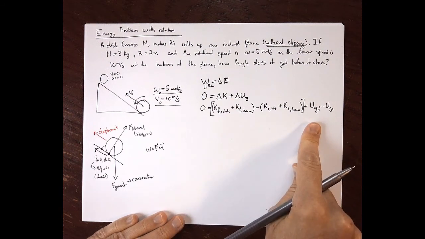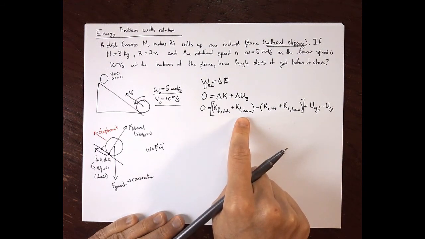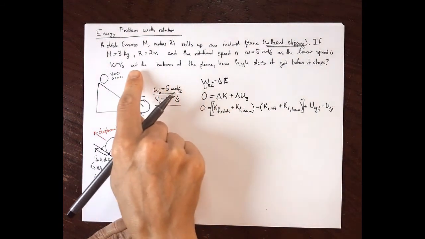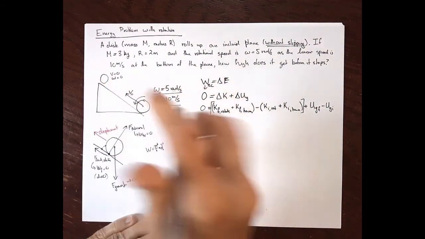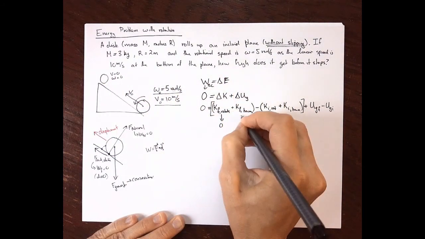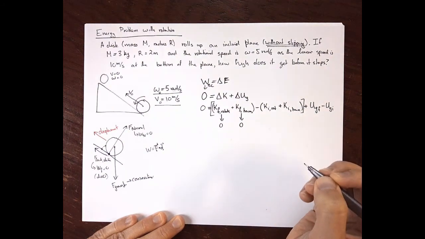And let's see, what do we know here? Final rotation and final translation. We are going to where it stops, so it'll stop rotating and it will stop moving up the incline.